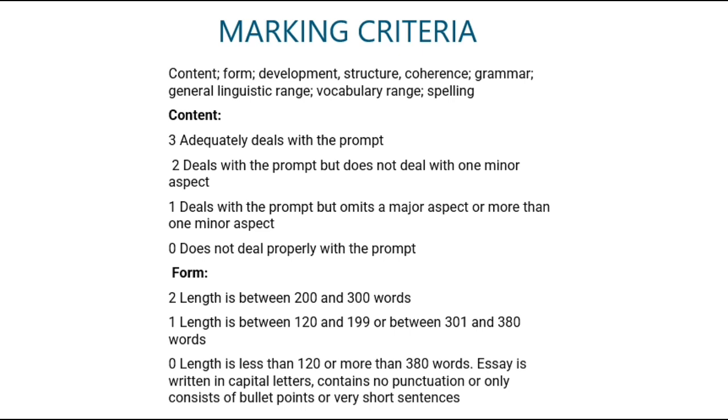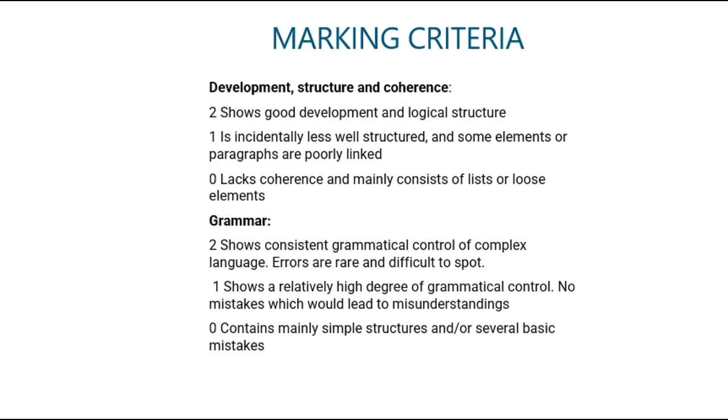So we always have to make sure that content and form is 100% perfect. Then we have the development, structure, and coherence. Shows good development and logical structure, 2 points. Less structured, 1 point. Lacks coherence, 0 points. Grammar shows consistent grammatical control, 2 points. Shows a relatively high degree of grammatical control, 1 point. Contains mainly simple sentences, 0 points.